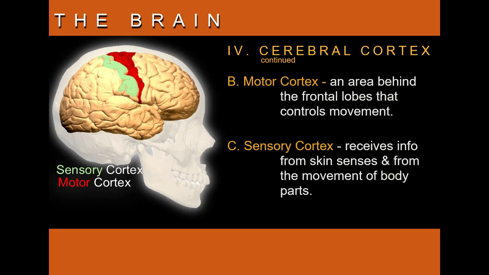Your sensory cortex is behind your motor cortex when it comes to the information, the mapping of it, and includes, as you can see there again, motor cortex, visual cortex, auditory cortex, and olfactory cortex. Olfaction is your sense of smell. Audition, of course, is hearing, and vision.